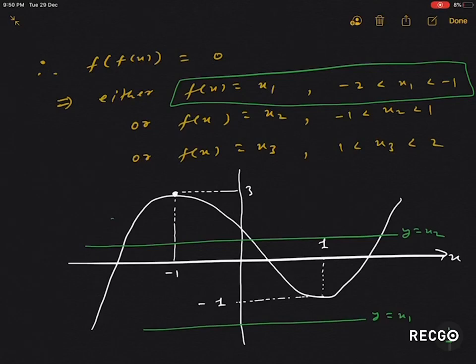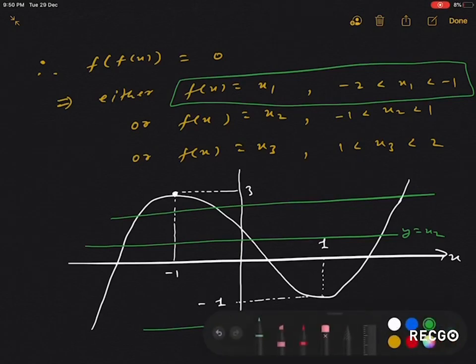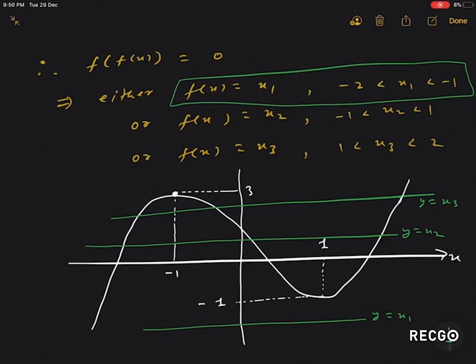Similarly, y equal to x2 is intersecting at 3 points. Y equal to x3 is also intersecting at 3 points, right? So y equal to x1 is intersecting at one point, which of course we have to draw on the left side. That will cut at one point, and y equal to x2 is cutting at 3 points. Similarly, y equal to x3 is cutting at 3 points. So total number of distinct real roots is equal to 7. This is very clear here.